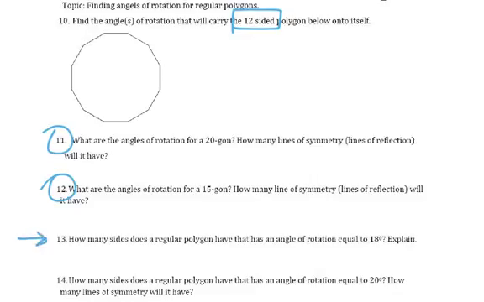13, now we're kind of going backwards. It says, how many sides does a regular polygon have that has an angle of rotation equal to 18 degrees? Well, how would I get 18 degrees? I'd have to go something divided by something, right? Or 360 divided by the number of sides would equal 18.